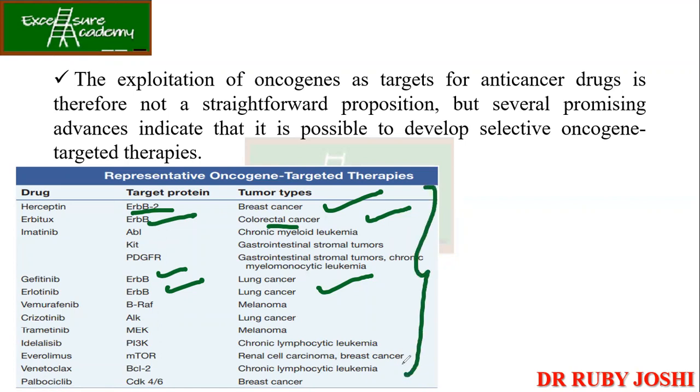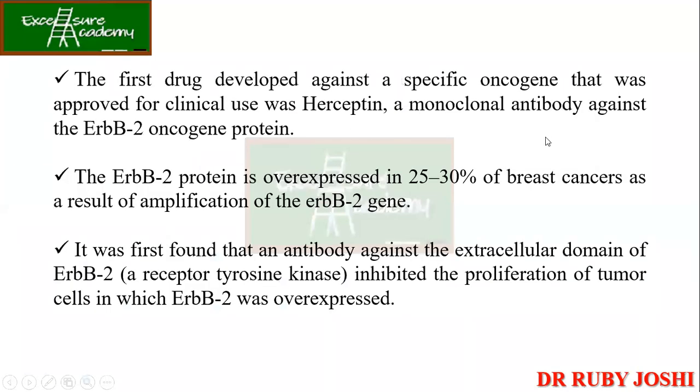Just you guys can go through it. सिर्फ Herceptin भी याद किया, Imatinib भी याद किया तो काफी है. Okay. The first drug developed against a specific oncogene that was approved for the clinical use was Herceptin, which is a monoclonal antibody against the ERB2 oncogene protein. Now it is overexpressed in 25 to 30% of breast cancer because this protein is getting overexpressed, amplification.